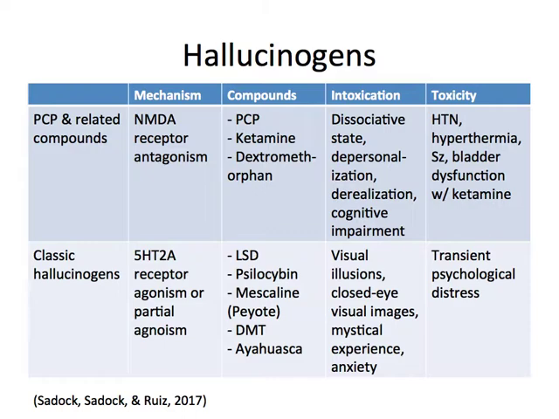In terms of management, antihypertensives are given for hypertension, and benzodiazepines are given for seizure prophylaxis and behavioral emergencies. Antipsychotics are carefully used because they may lower the seizure threshold, and it's important to aim for those with 5-HT2A receptor antagonism, such as the atypical antipsychotics. And hyperthermia is treated with cooling blankets.